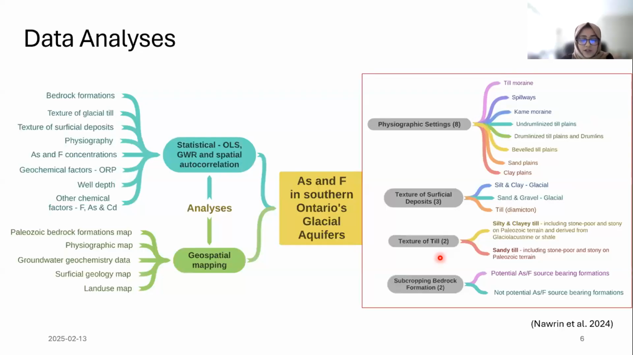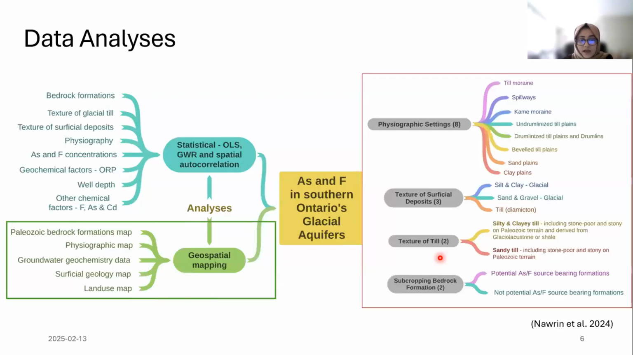In our study, we had two main parts of analysis, geospatial and statistical. Geospatial analysis was done with arsenic and fluoride concentrations to examine the distribution of impacted wells relative to eight different physiographic settings and their level of contamination at a regional scale. Data from the bedrock map, superficial geology map, and land use map were also integrated. Moreover, cluster and outlier analysis was performed to identify clusters of high arsenic and fluoride concentration in our study area.